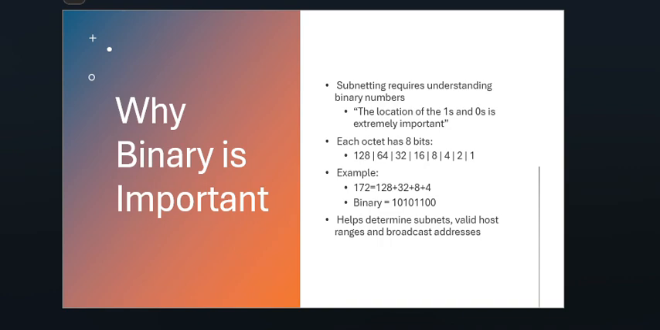Why is binary important? Subnetting requires understanding binary numbers. The location of the ones and zeros is extremely important. Each octet has 8 bits: 128, 64, 32, 16, 8, 4, 2, and 1. For example, 172 equals 128 plus 32 plus 8 plus 4, and in binary equals 10101100. This helps determine subnet values, host range, and broadcast addresses.